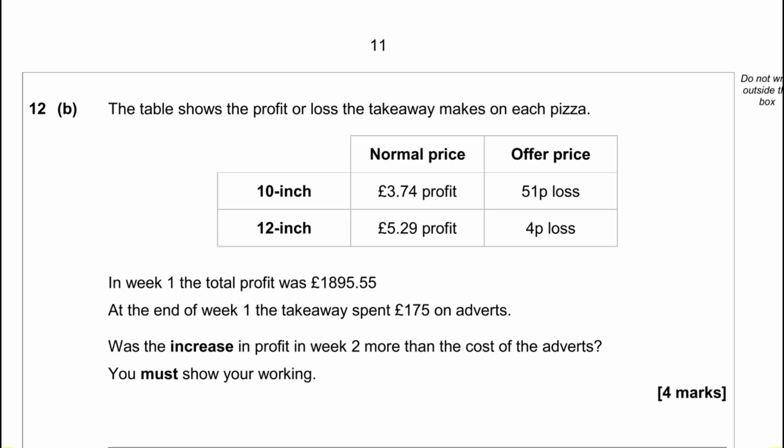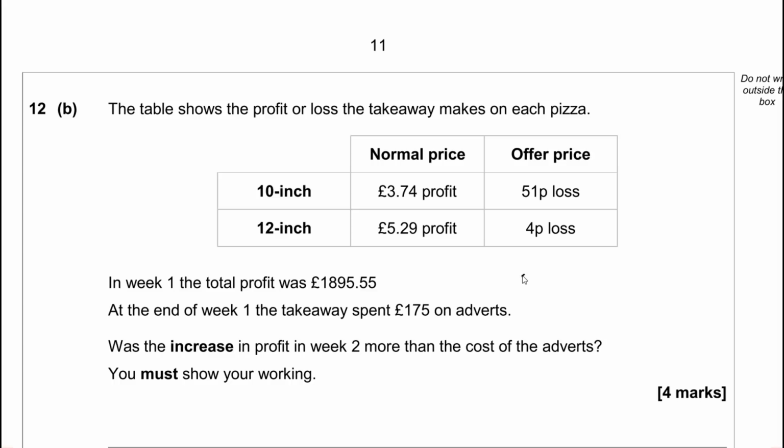12b. The table shows the profit or loss the takeaway makes on each pizza. There's normal price and offer price. They make profit and they have losses as well because of the offer price. Now in week 1 the total profit was this number, and at the end of week 1 the takeaway spends this number on adverts. Was the increase in profit in week 2 more than the cost of the adverts? You must show your working.